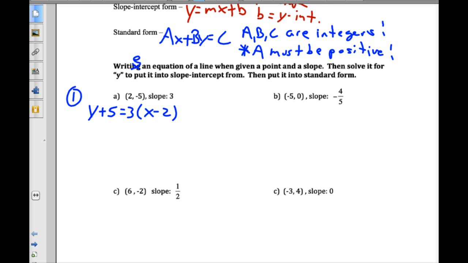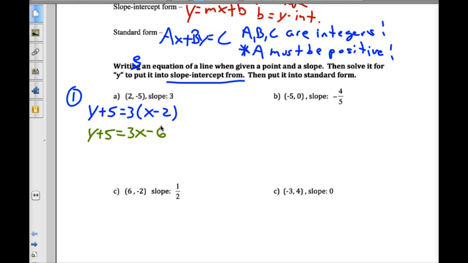Now, you have to solve it for y to put it into slope-intercept form. That's what the directions ask you to do. How would you solve it for y? It doesn't take much work. Phoebe, what would you do first? Distribute the 3. Very good. Always distribute your slope. Go ahead and do that for me, Phoebe. It would be y plus 5 equals 3x minus 6. Perfect.